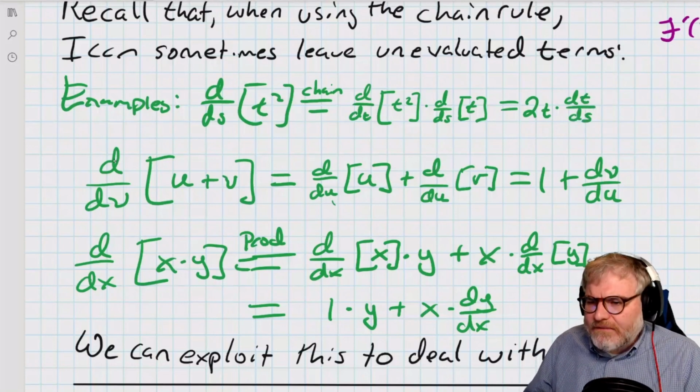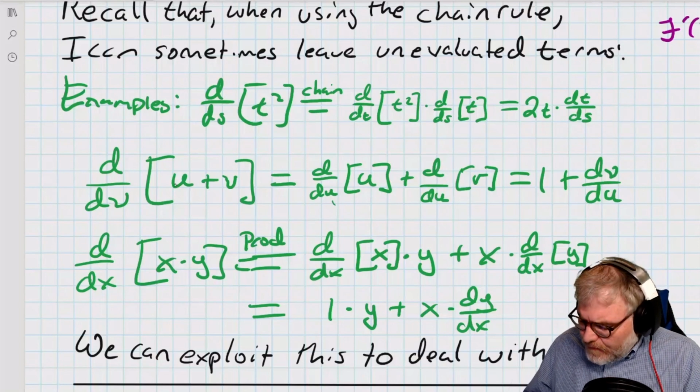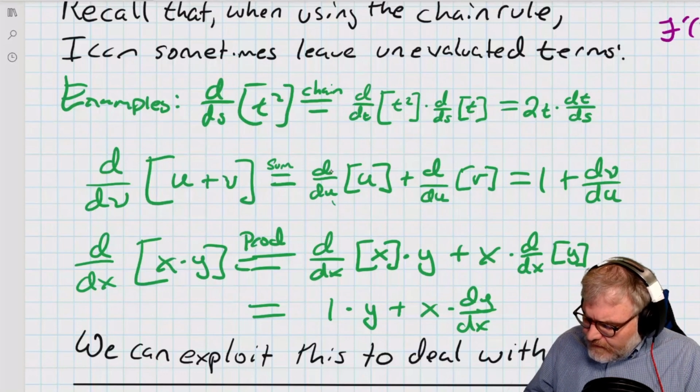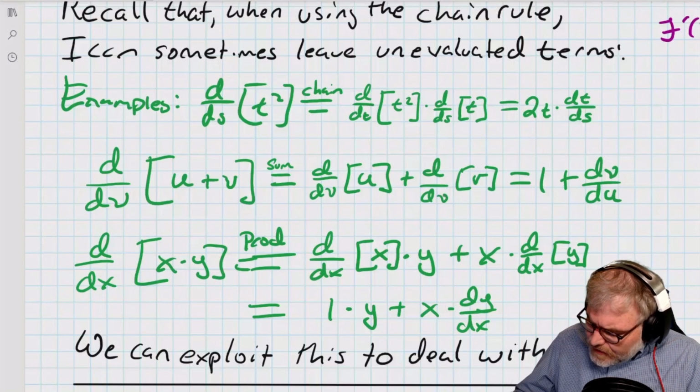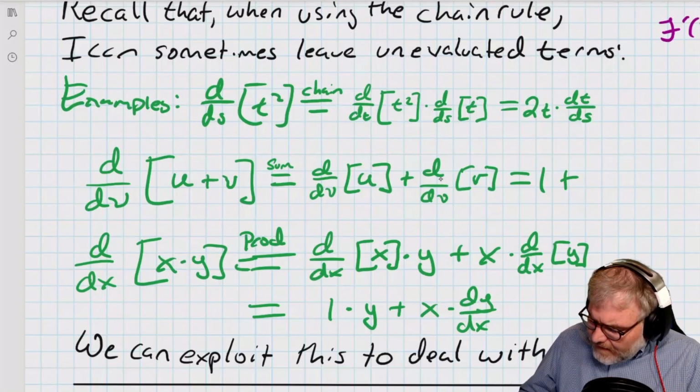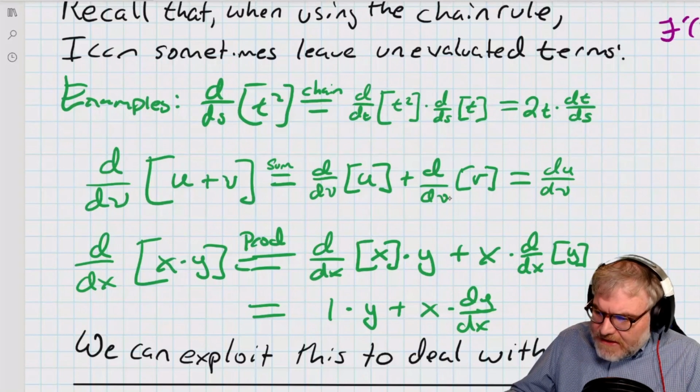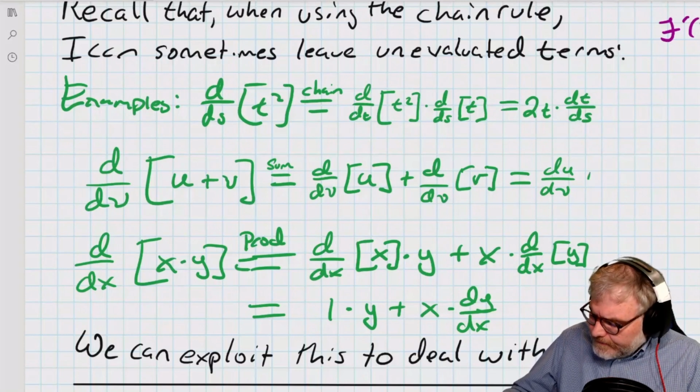Likewise, if I have the derivative with respect to v of u plus v, by the sum rule, this is going to be the derivative with respect to v of u plus the derivative with respect to v of v. And the derivative with respect to v of u is simply du over dv, and then the derivative with respect to v of v is simply 1.